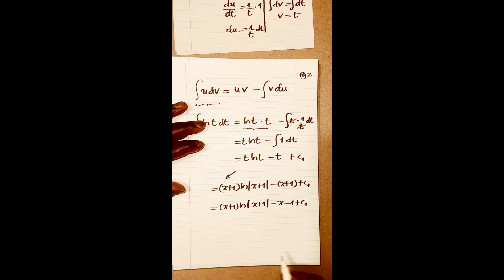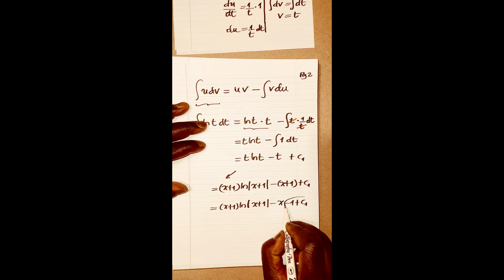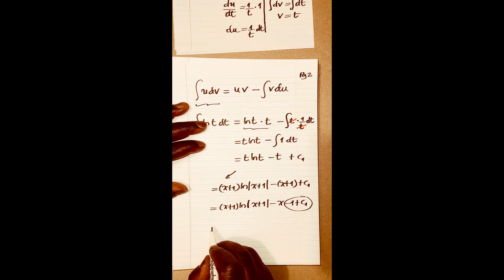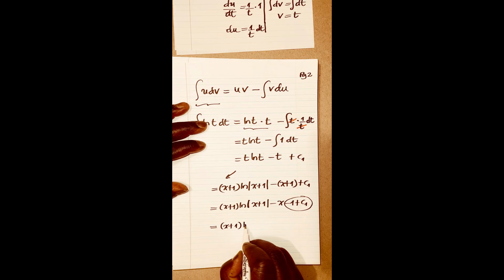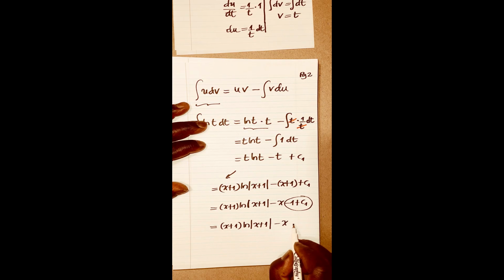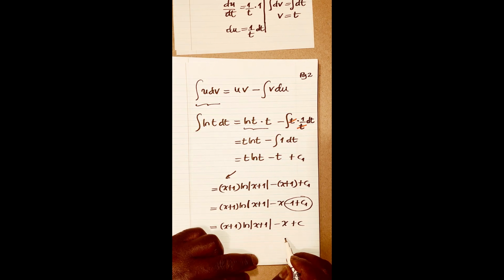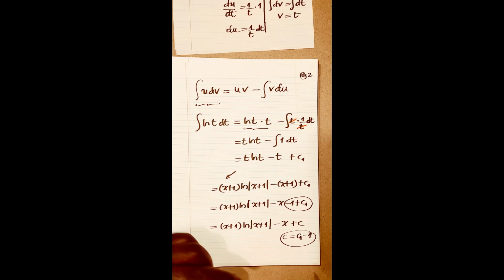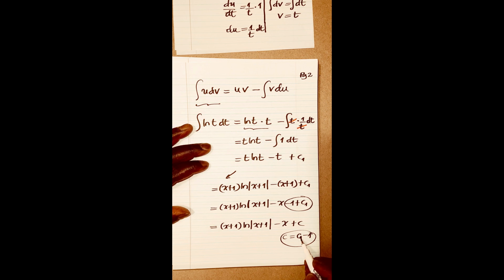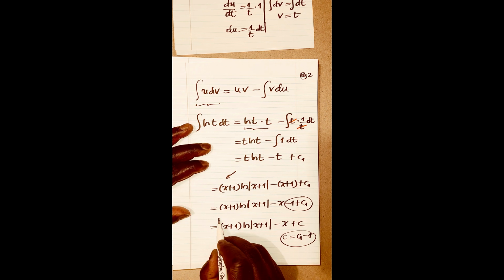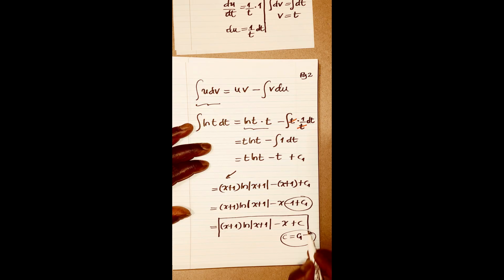Well, continuing and looking at this one here, I can replace it with c. So we are basically saying now that this is the same as x plus 1 natural log of x plus 1 minus x plus c. And what are we saying? We're saying c is actually equal to minus 1 plus c1, which is the same as c1 minus 1. This expression is exactly equal to that one there. So this would be your final solution to our integral in this one.